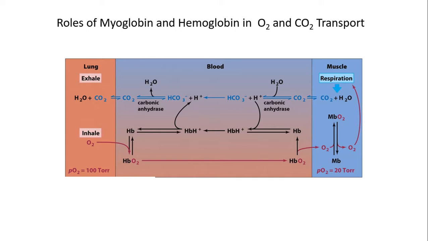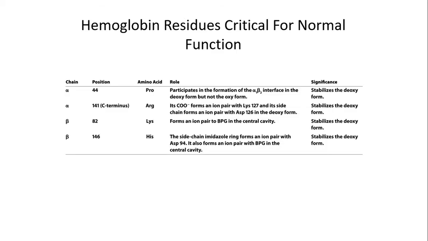pH also plays a role in the reduction of or release of O2, and that is driven by the dissolved CO2, which forms the bicarbonate ion and promotes the stability of the deoxy state of hemoglobin after it releases that O2 and returns to the lungs.